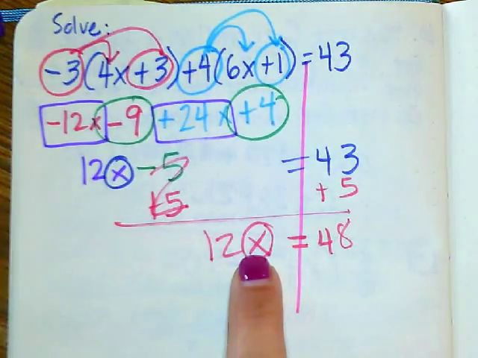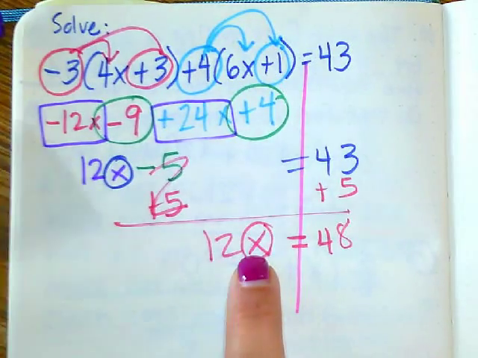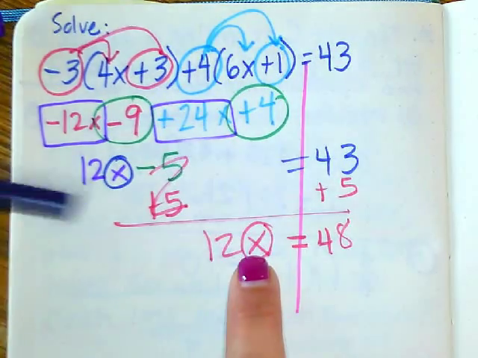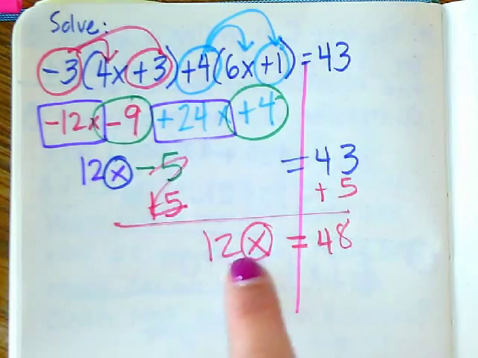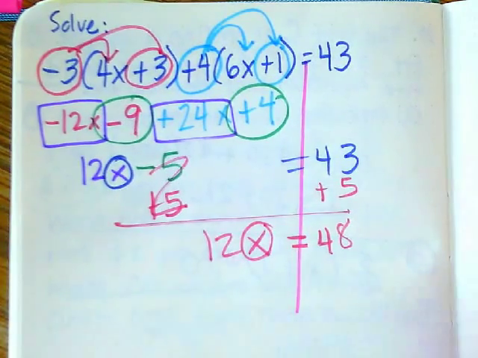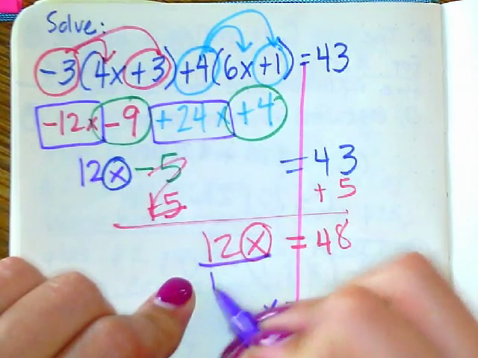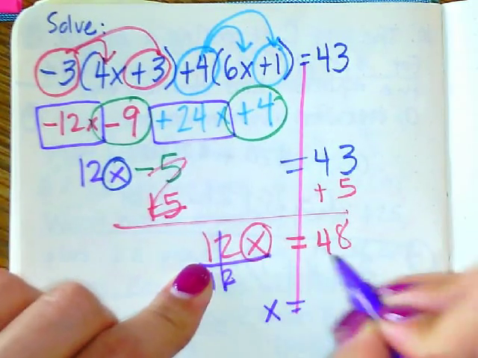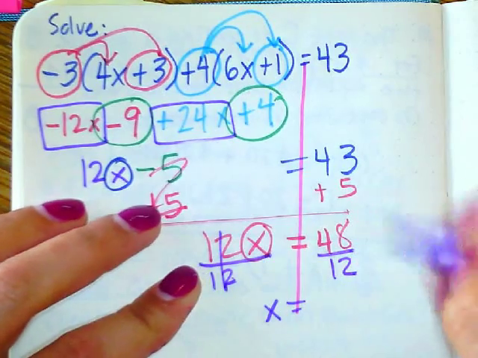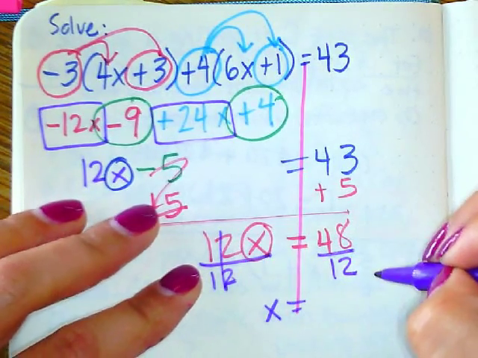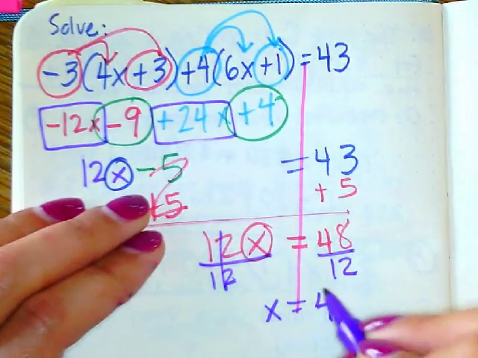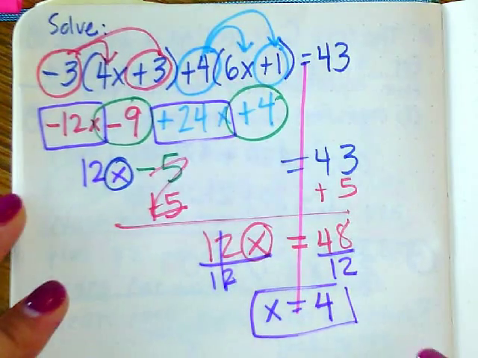Now I see the coefficient and the variable together, or the letter and the number, which means that they're being multiplied. So the opposite of multiplication to free the x is division. So I'm going to divide by 12 so that x is free, and what I do to one side, I do to the other. They're both positive, so 48 divided by 12 gives me 4. And that is my answer for that one.